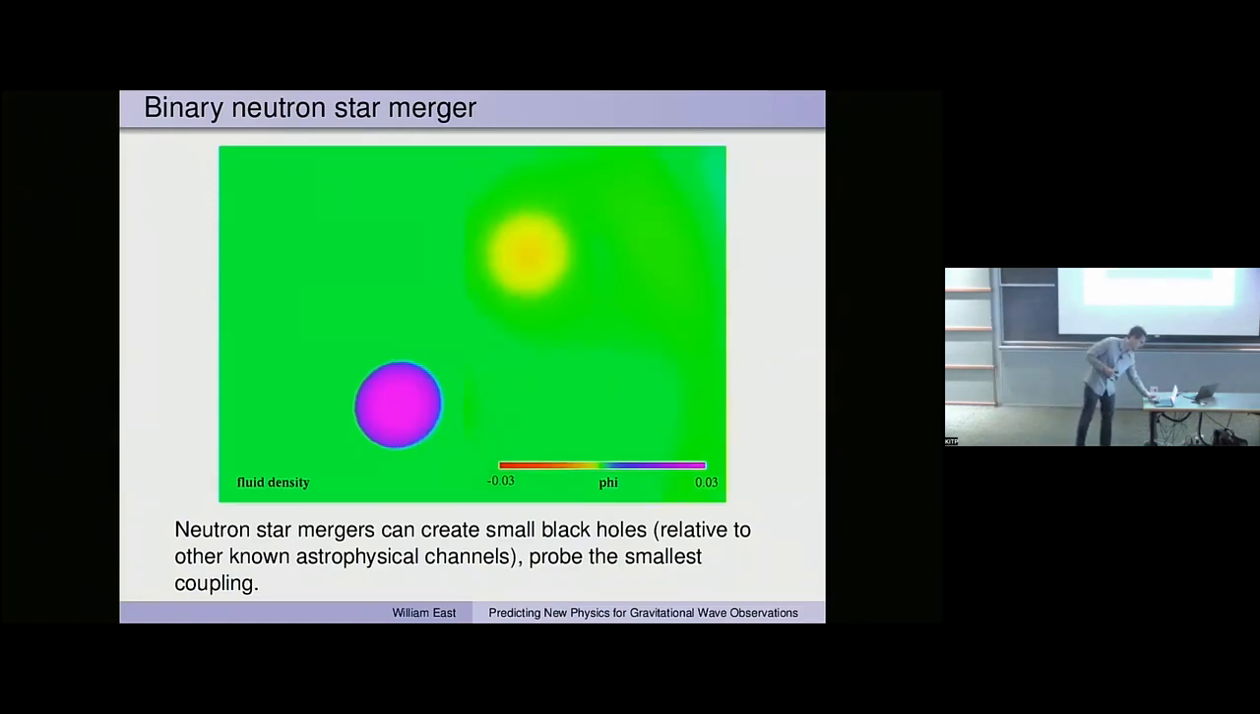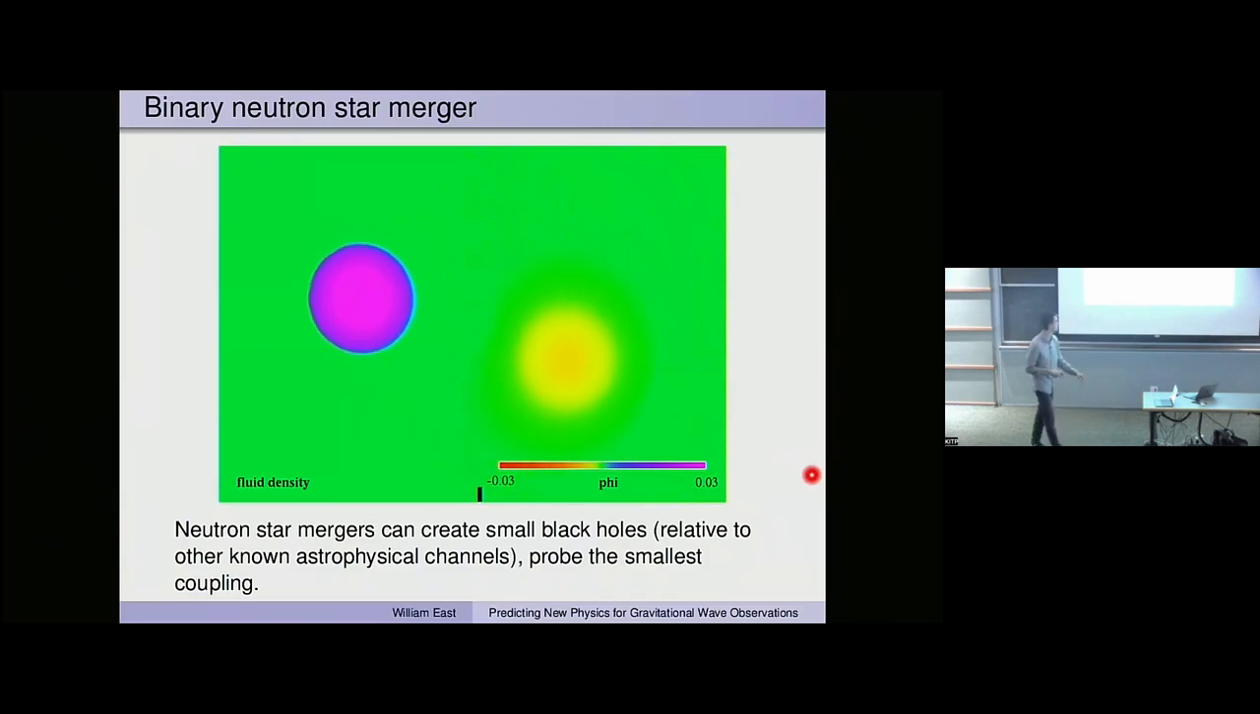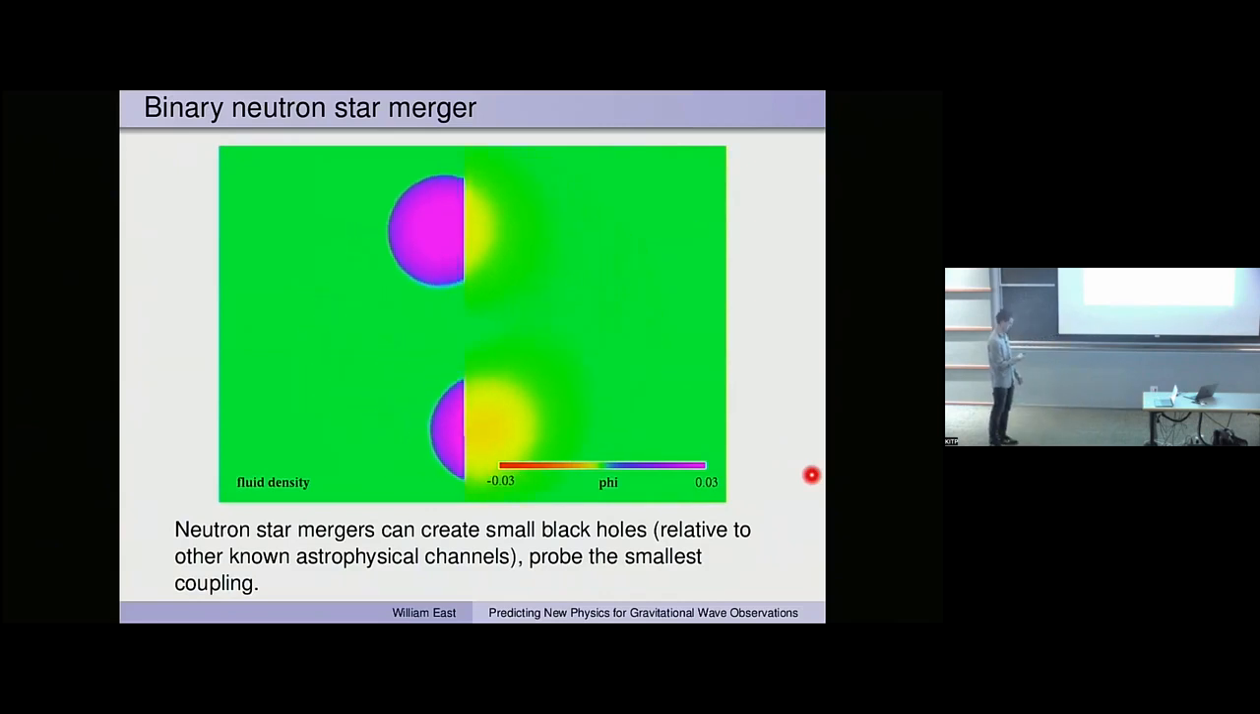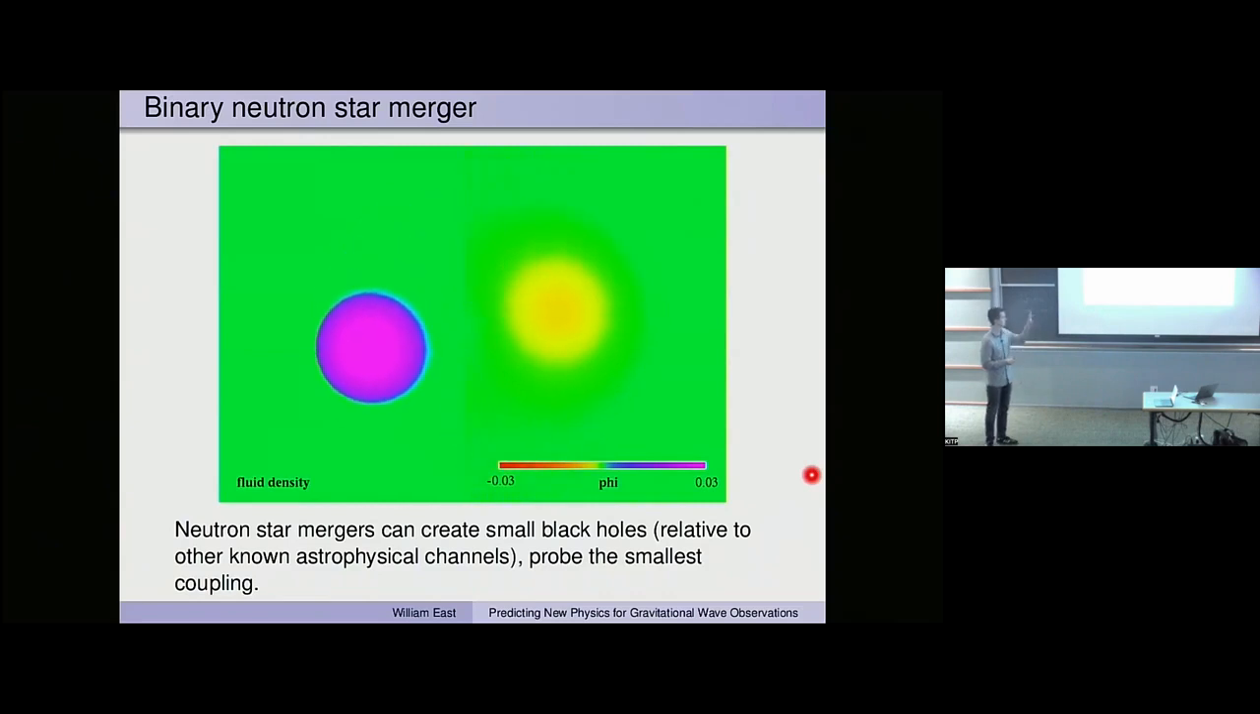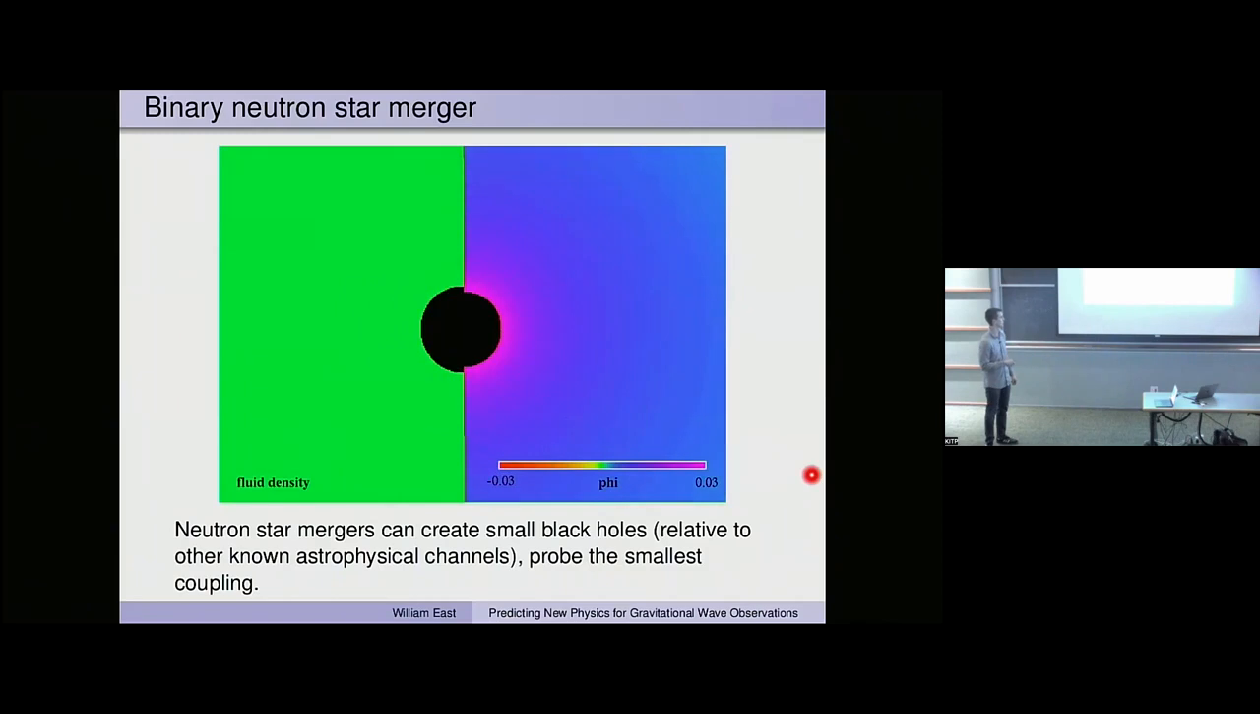This is just an animation of one of those cases. On the left, you can see the fluid density of the star, and on the right, you can see the scalar field. In this theory, neutron stars don't actually have scalar charge, so the scalar field is pretty small until they come into contact and merge, and then you form a black hole, and then you grow some scalar charge.